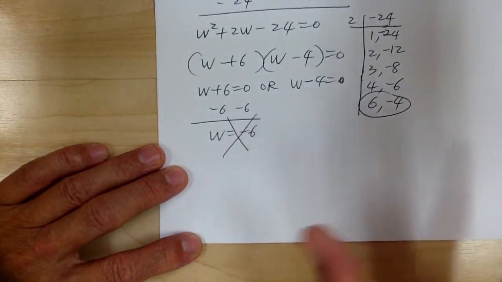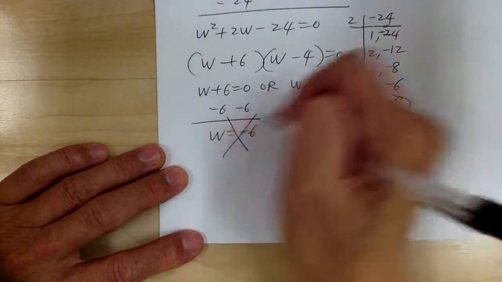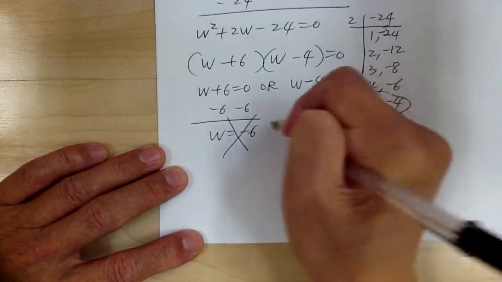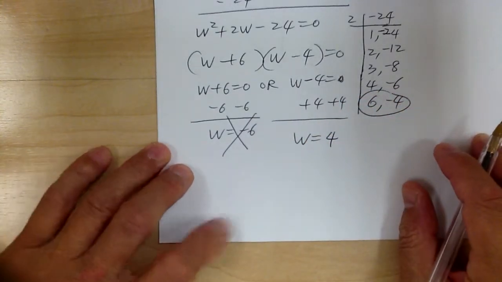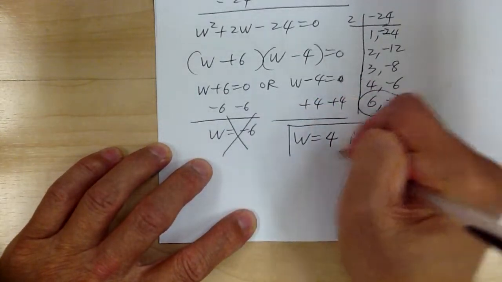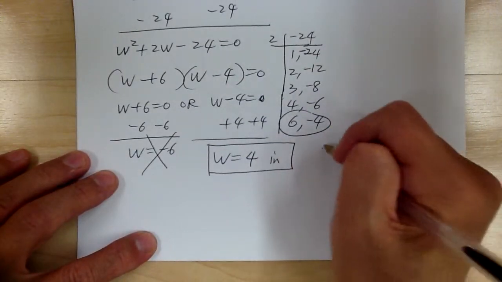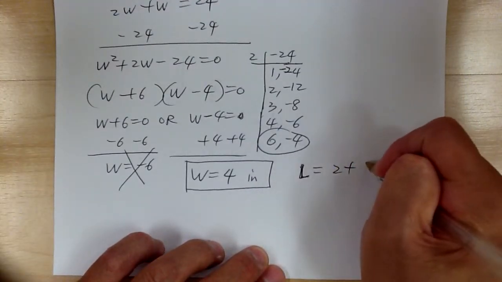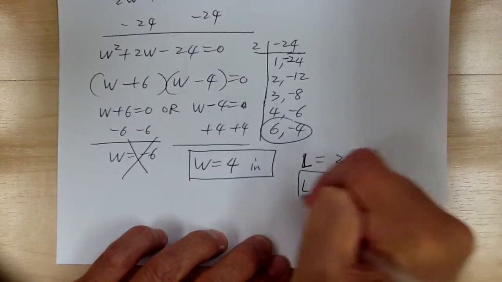Okay? But again, this only applies for a real object, right? A real object cannot have a negative length. So that one is no good. So plus 4, plus 4. So you got W equal to 4. Okay? And check the label. Does it have any? It's inches, right? So now you've got the W, you can look for L, right? To find the length, you go back over here. It tells you it's 2 plus W. So length is equal to 2 plus W, right? So the length is equal to 6 inches. Okay, and that's it.